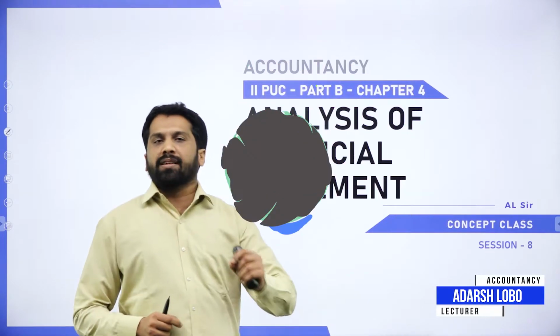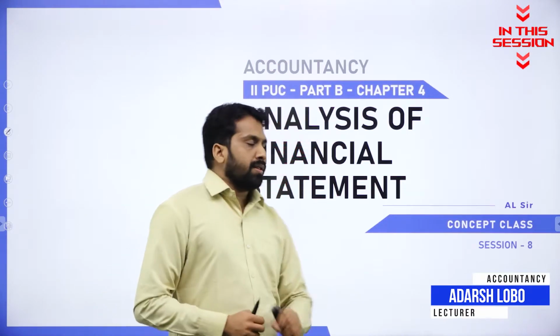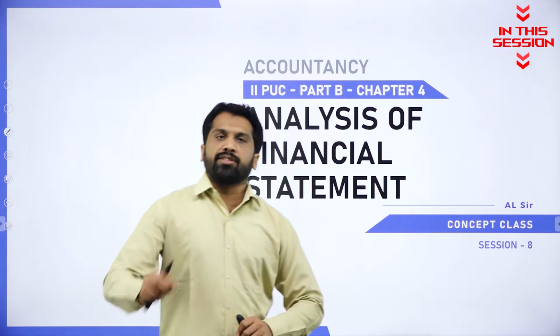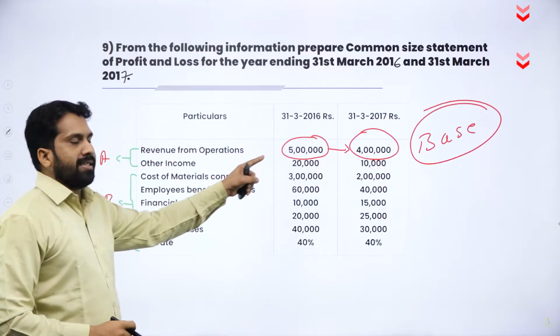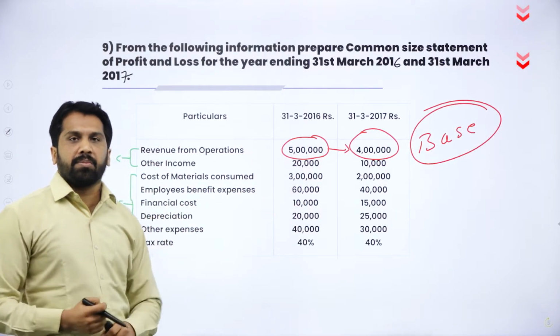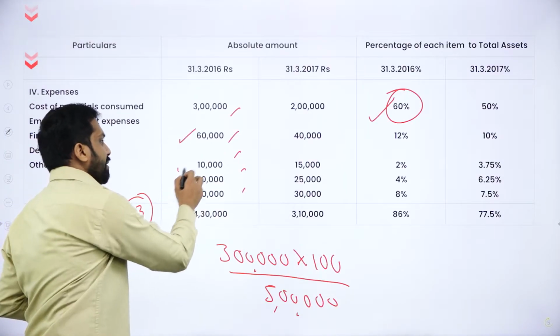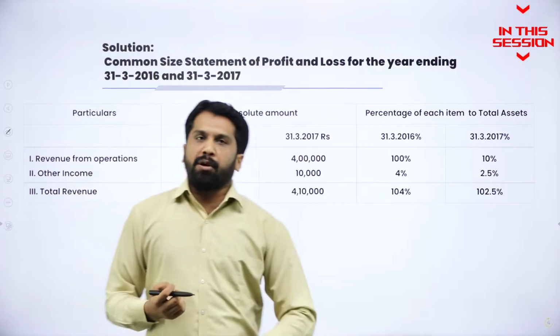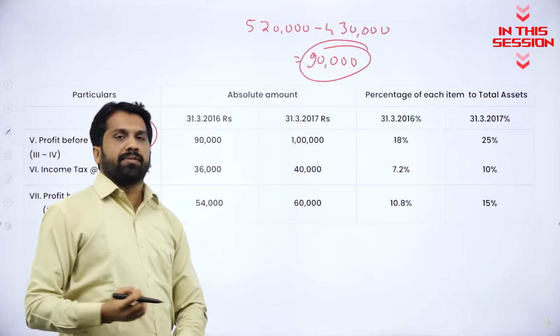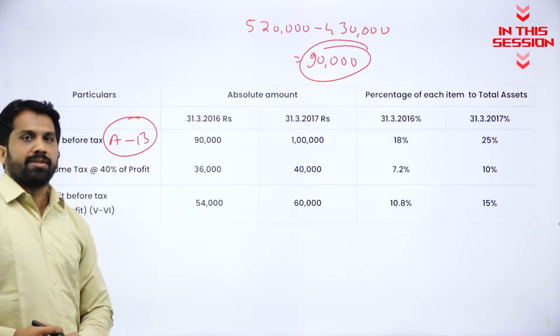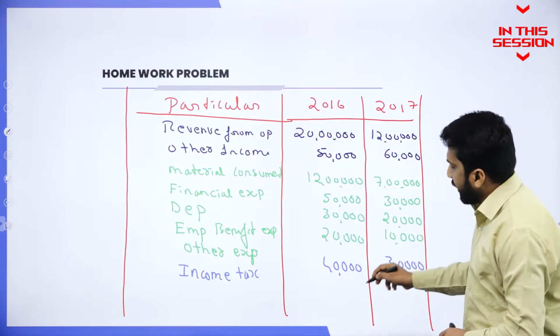Today we are doing one important problem on analysis of financial statement. This we consider as base or denominator. Similarly, you have to calculate for 60,000, 10,000, revenue from operation and other income. Similarly, you have to do it for 2017 also. The income tax is already calculated.